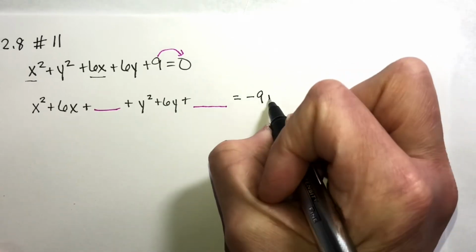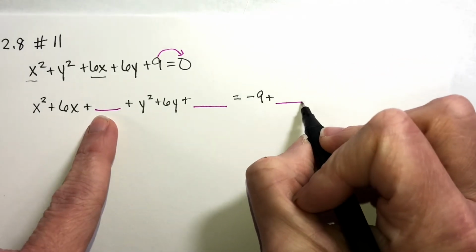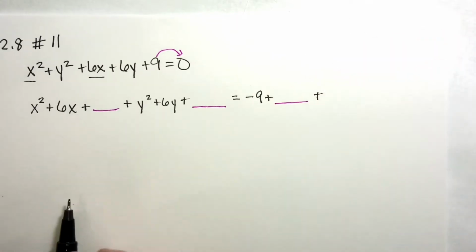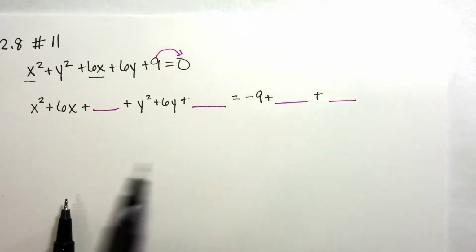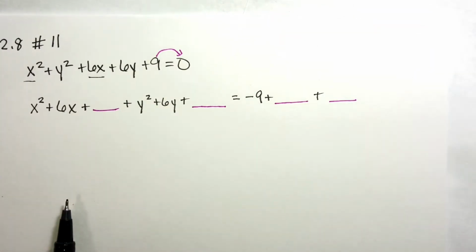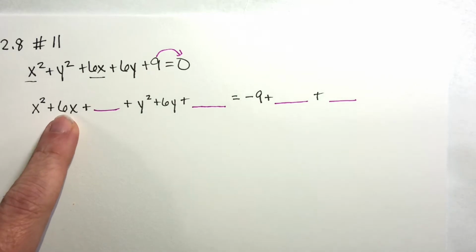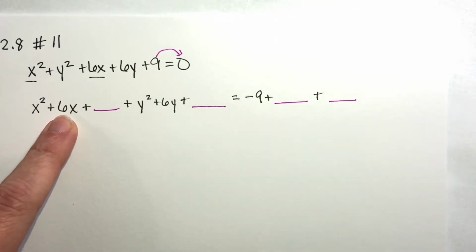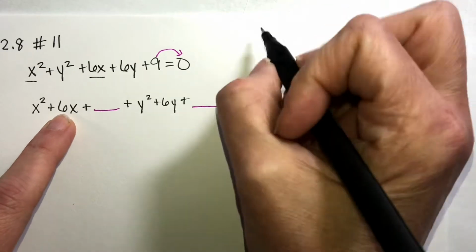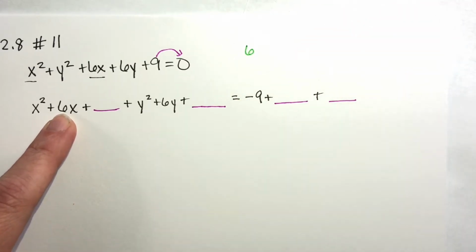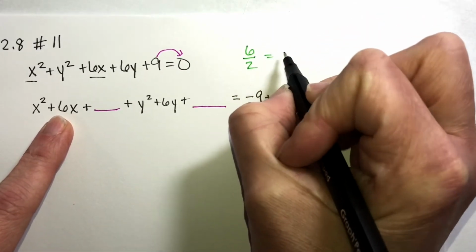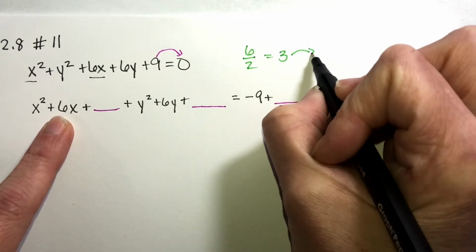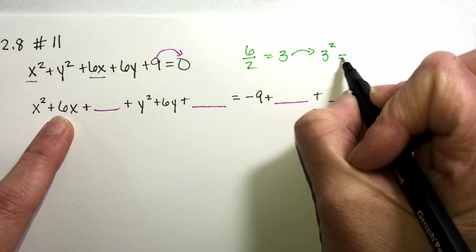And then I'm going to add the same two numbers here and again here. Whatever I add right here, I'm going to add here. And whatever I add here, I'm going to add here. Now, how do we know what to add? Remember that to find what I call the magic number when you're completing the square, you take the number in front of your x, or your y in this case. And since it's the same number, this is going to be useful. You take it and you divide it by 2, which gives you a 3. And then you take this result and you square it and you get a 9.